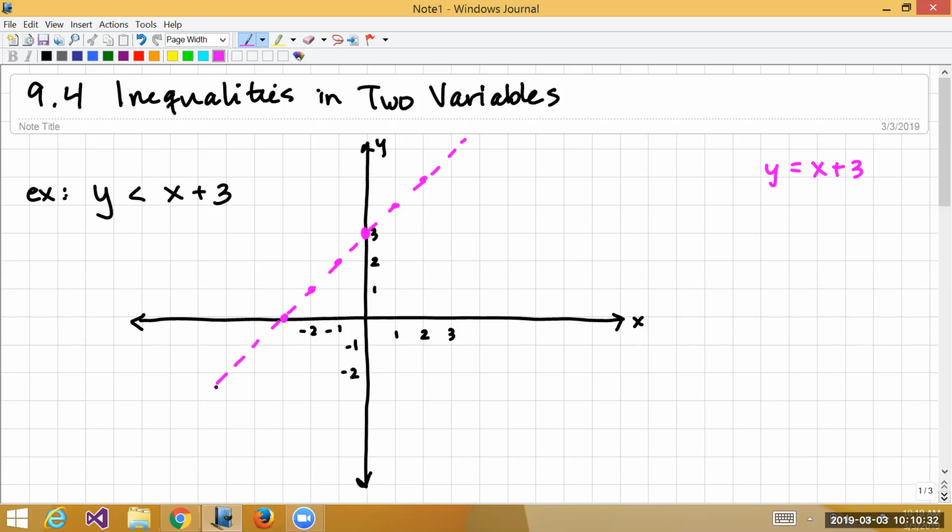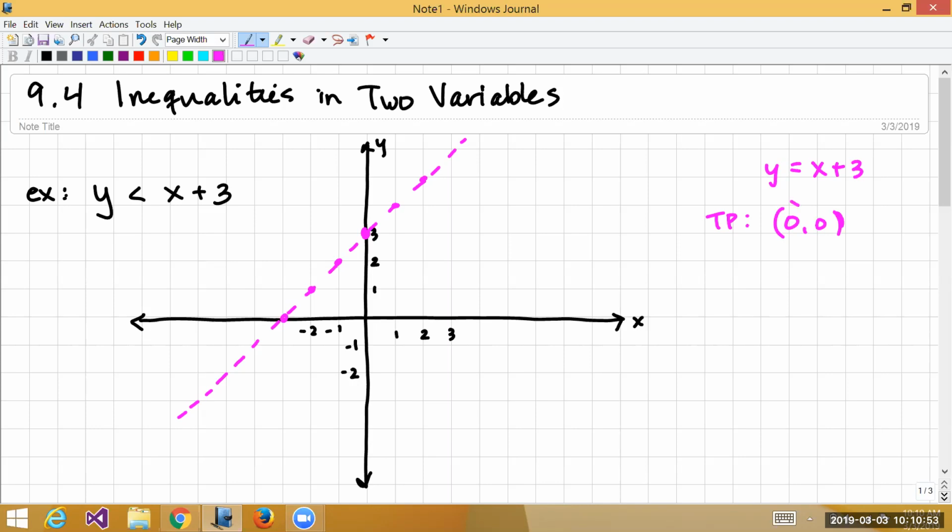Now you have two options on figuring out the region that satisfies. We can take a test point. I'll go ahead and do the test point method first. So I'll call that TP. And the most obvious test point here would be the origin. So we can go ahead and try the origin.